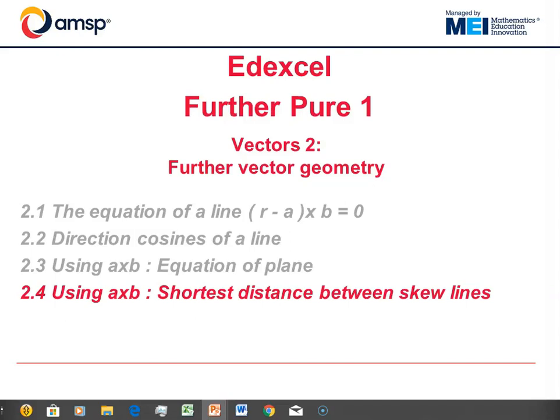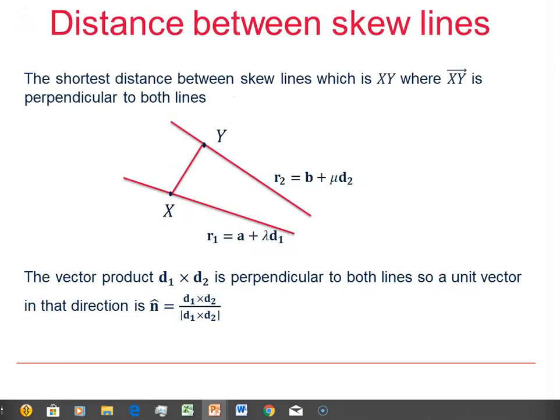This is a video for Edexcel Further Pure 1, Further Vector Geometry Section 2.4, using the cross product to find the shortest distance between skew lines. Well, the idea of skew lines has already been met, and in fact you have a method for finding the shortest distance between them. This is an alternative which uses the cross product to help.